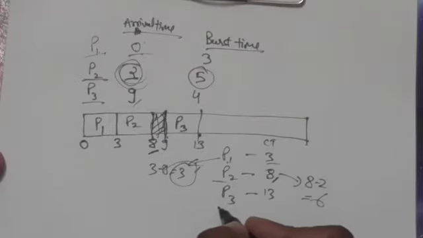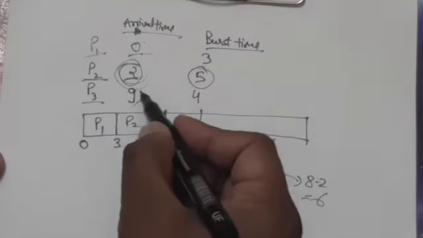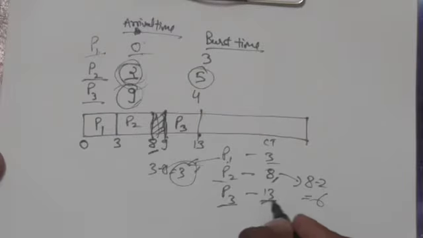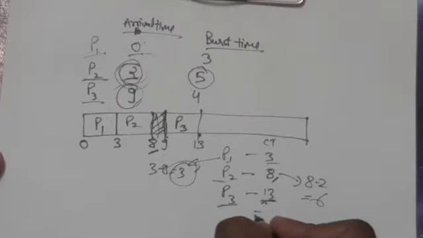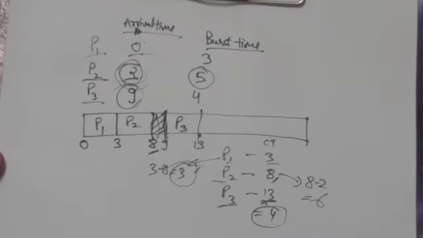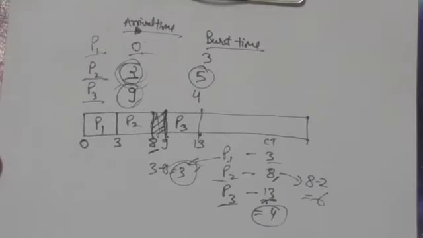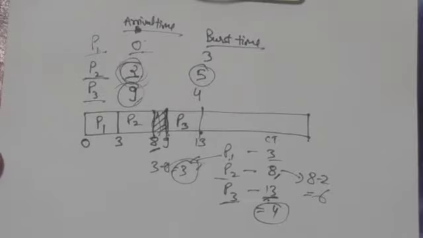Now see this process P3. It has arrived at time 9 and it has completed at time 13. So its turnaround time is 4.